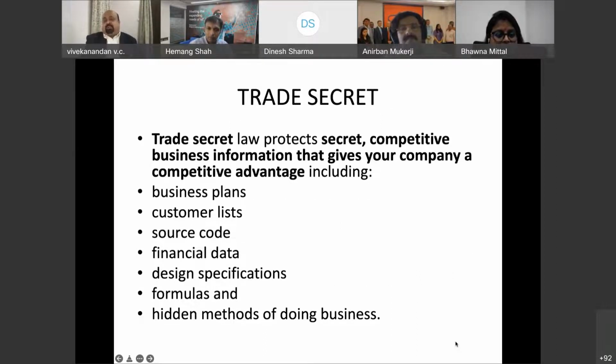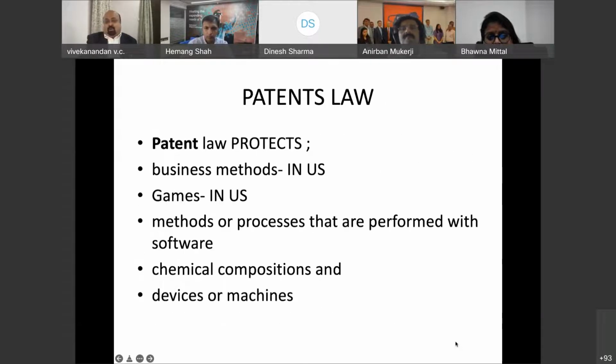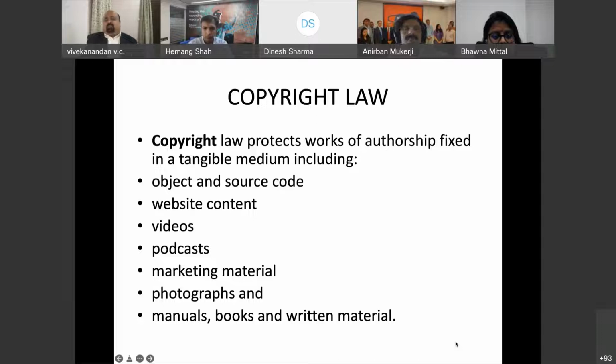And again, trade secrets, many things for startups: business plans, customer lists, source code. Don't think it's only the core source code. It could be financial data, formulas, hidden methods of doing business, right? All of this is required to be properly documented, and then see which is the ideal thing to protect. Where should you go for a patent, or would you like to keep a trade secret? This is not the time we can get into the nitty gritty. I'm pretty sure that many of you would have been exposed more. Some of you are startups. As far as the IP subject is concerned, I will tell you to read more, listen more to this, and consult more. Then similarly, copyright: content, videos, podcasts, marketing material also matters, and then photographs, etc.